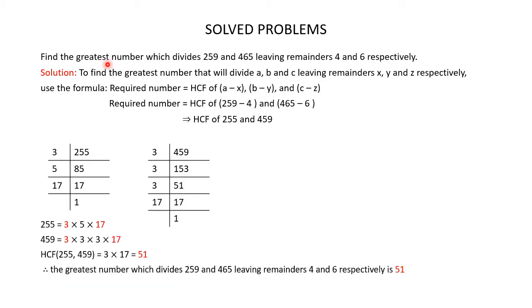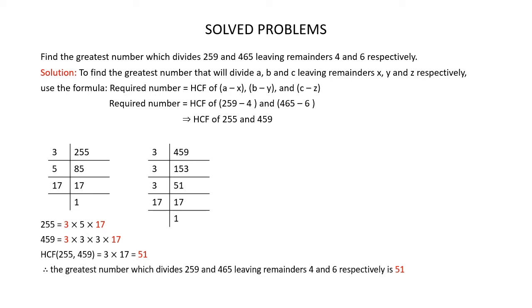Find the greatest number which divides 259 and 465, leaving remainders 4 and 6 respectively. So as you can see in this problem, the remainders are different. Now you know that to find the greatest number that will divide A, B and C, leaving remainders X, Y and Z respectively, you have to use the formula: required number is equal to HCF of A minus X, B minus Y and C minus Z. You can use this formula when the remainders are different.